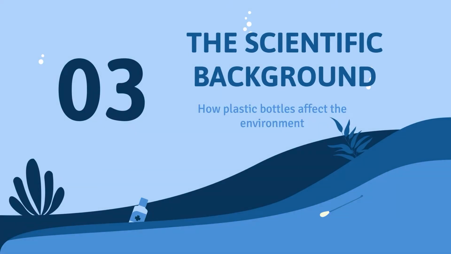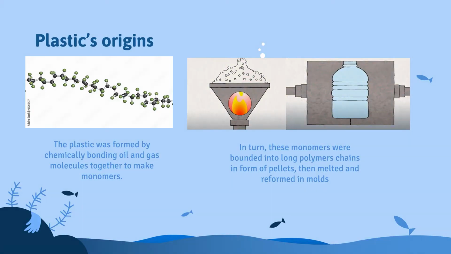Now, moving to the third part of our presentation, I would like to introduce to you guys the scientific background of plastic pollution. In order to solve this problem efficiently, first we have to know how plastic is created. Plastic, in fact, was formed by chemically bonding oil and gas molecules together to make monomers. Then the monomers link with one another into long polymer chains to make plastic in the form of millions of pellets. After that, they are heated and melted at manufacturing plants and then reformed into molds to create what we all now call a plastic bottle.